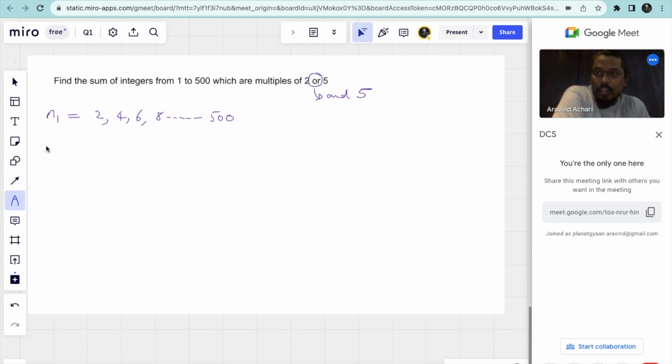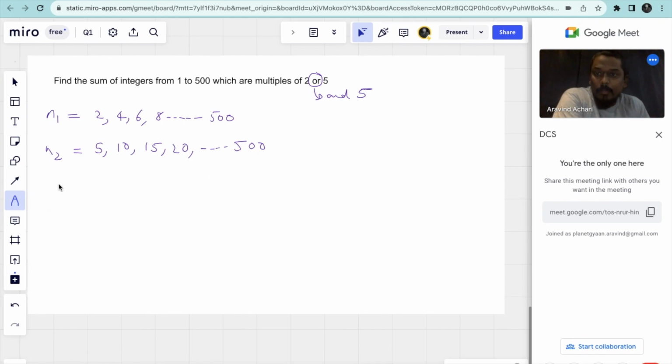And let's take n2. So these are the integers which are multiples of 5. Okay, so the integers which are multiples of 5 between 1 to 500. So the first number obviously has to be 5, then it has to be 10, correct, then 15, then 20 and so on. Even this will be till 500, correct. Now sum of integers, so you have to find sum of integers.